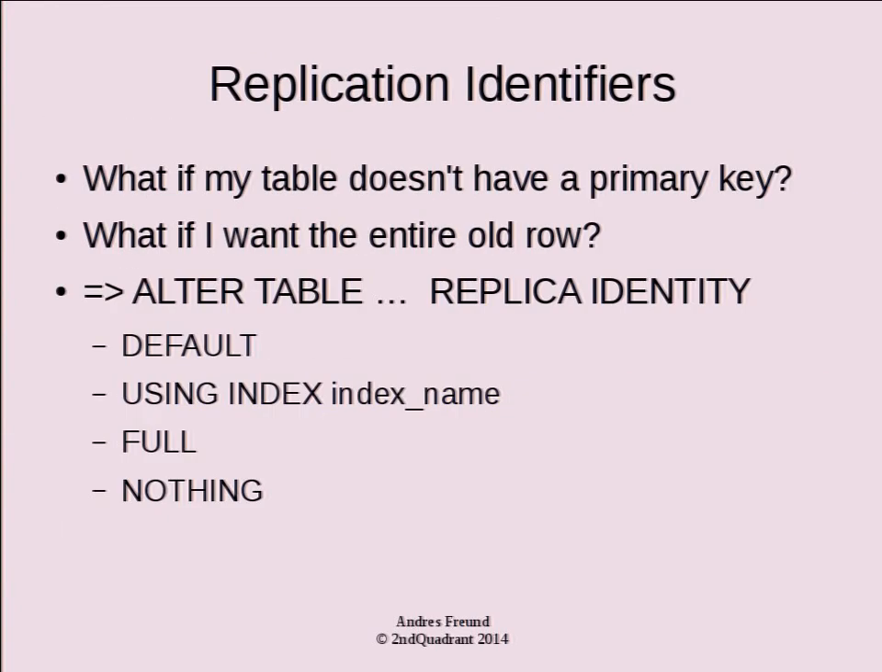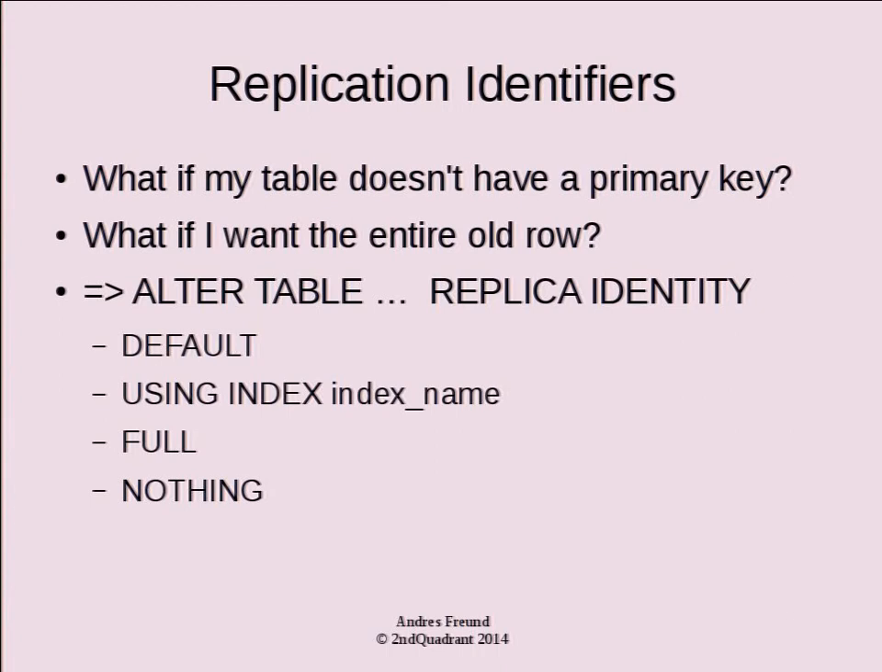But you might say, so what if my table doesn't have a primary key? Or what if I also want the whole old version of the row because I want to compute differences between rows? There's the new feature that's called the replica identity. You can say alter table, replica identity, and there are these options. If you set it to default, if the table has a primary key, then that's available for the output plugin when you do an update. If there's no primary key, you won't have access to the old version of the row, but the new version of the row is available.